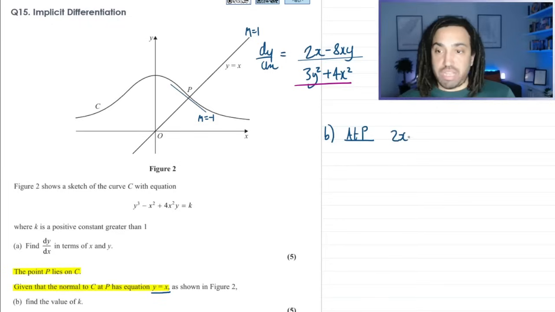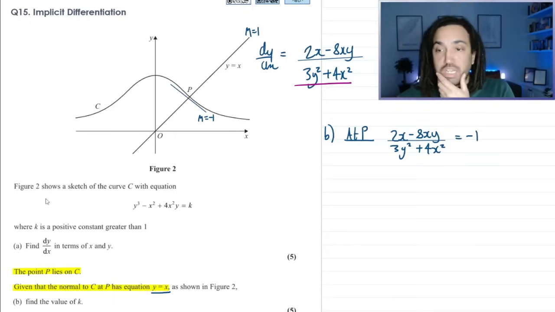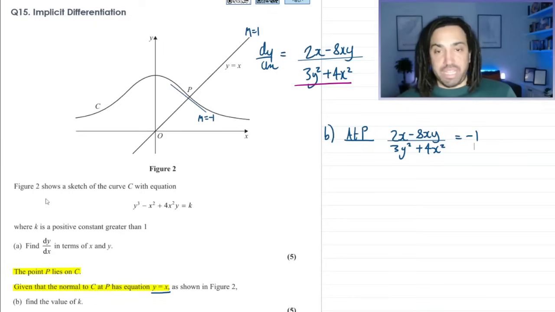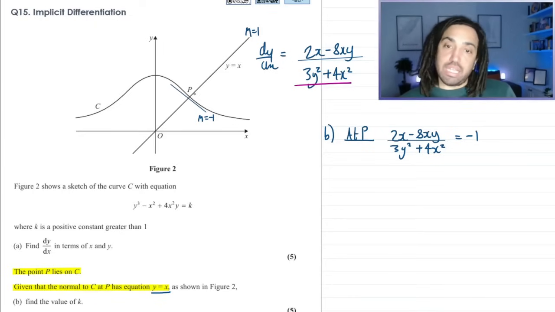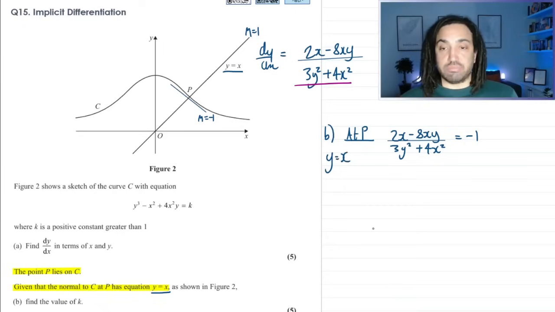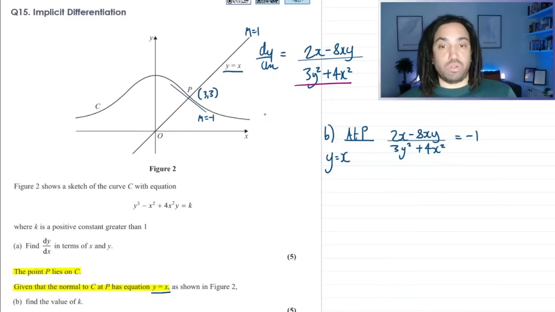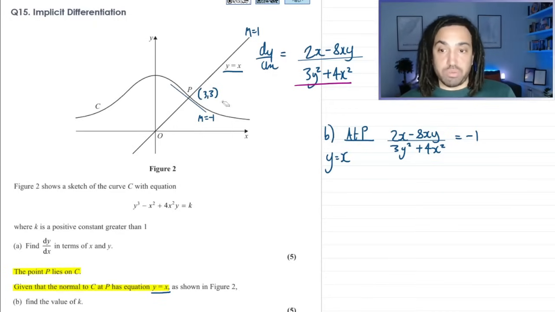So we can say that (2x minus 8xy) over (3y squared plus 4x squared) should equal minus 1. Okay. What else do we know at P? Well, at P, it's also on the line y equals x. So that means that at P, the y coordinate equals the x coordinate. So whatever P is, it could be 3, 3, or 4, 4, or whatever, but we do know the y equals the x. So we can use that to our benefit.